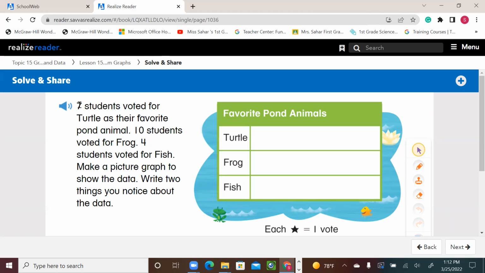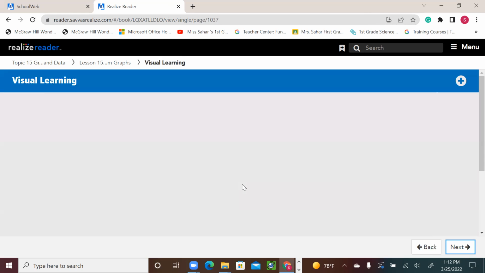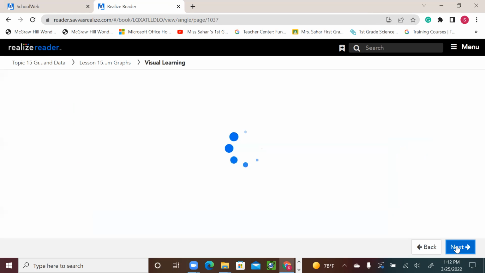So that means for turtle, I'm going to put 7 stars. For frog, I'm going to put 10. And for the fish, I'm going to put 4. After that, write 2 things that you notice about the data. You can write which pond animal got the most votes or the least votes. All right, let's go and watch our video.